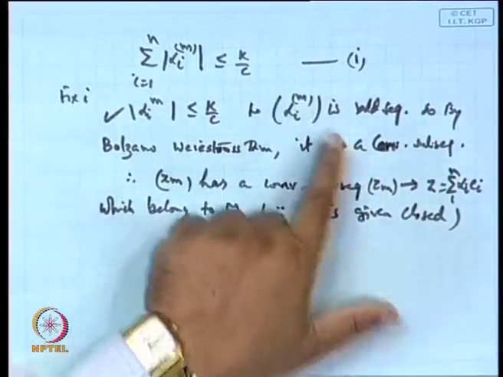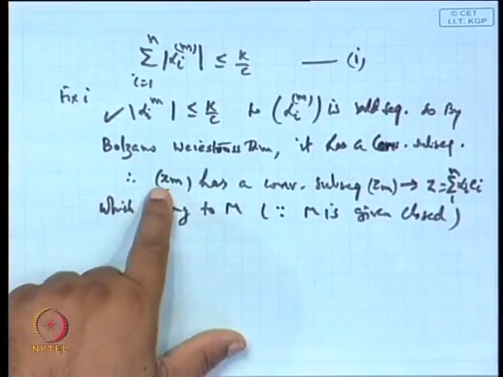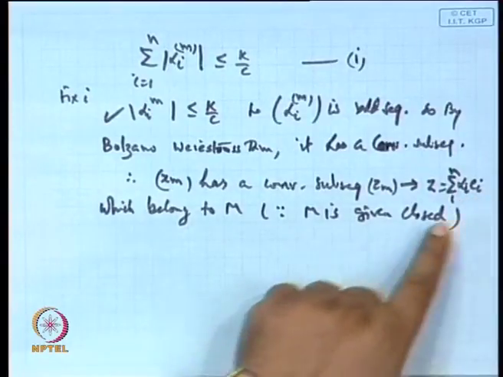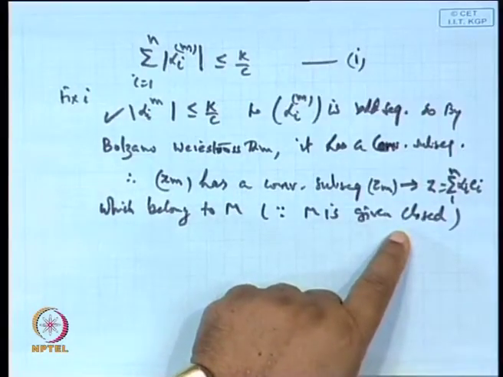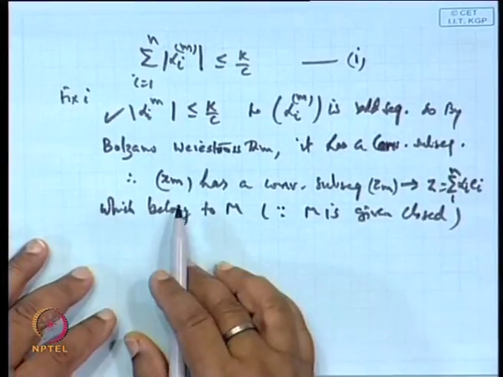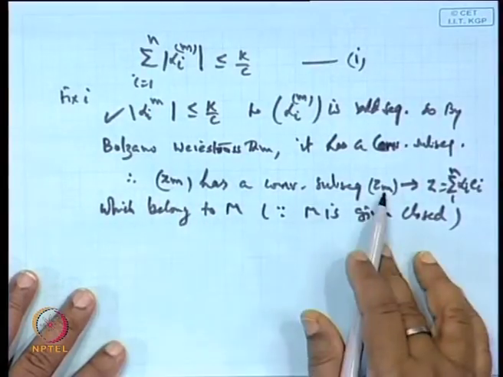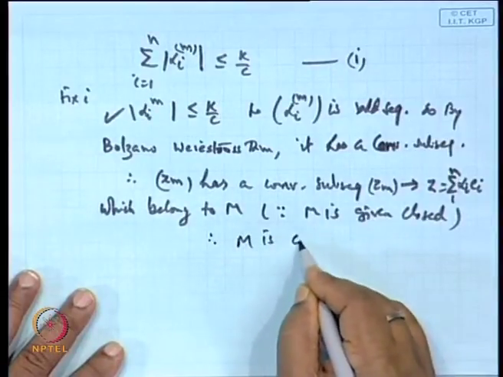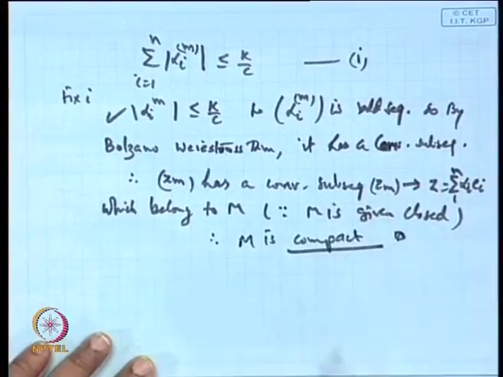It means alpha 1m will converge to alpha 1, alpha 2m will converge to alpha 2, and so on. So, the sequence xm has a convergent subsequence which converges to alpha 1 e1 plus alpha 2 e2 plus ... alpha n en. Now, this point must be a point of M because M is given to be closed. So, all the limit points must be points of M. Therefore, this belongs to M. So, what we conclude is that if we start with an arbitrary sequence in M, then it has a convergent subsequence whose limit point belongs to M. Therefore, M is compact. So, this completes the proof.